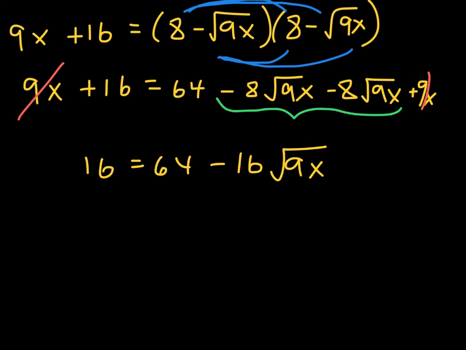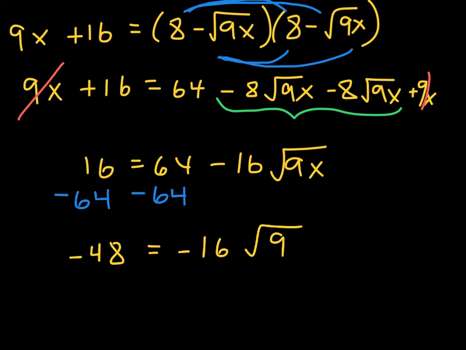Now, the instructions in the very beginning of the lesson said, if a radical remains, repeat step 1. Go back to step 1. Step 1 is isolate a radical. So now we have to isolate this radical, get it all by itself. Let's start doing that by subtracting 64 from both sides. 16 minus 64 is negative 48.